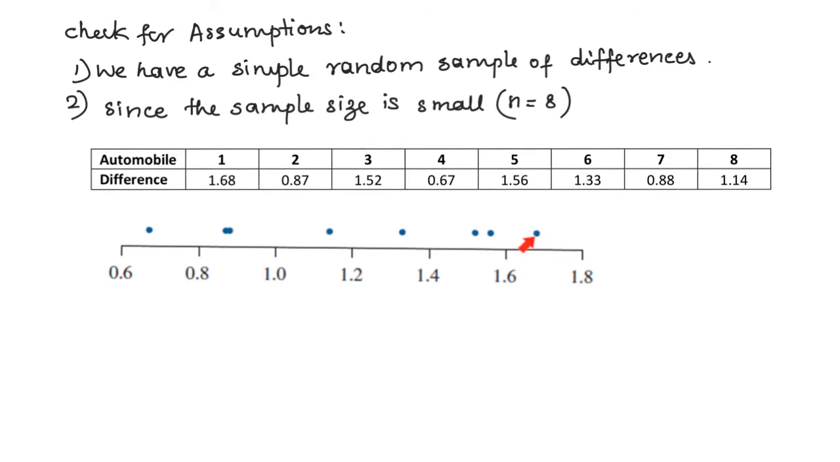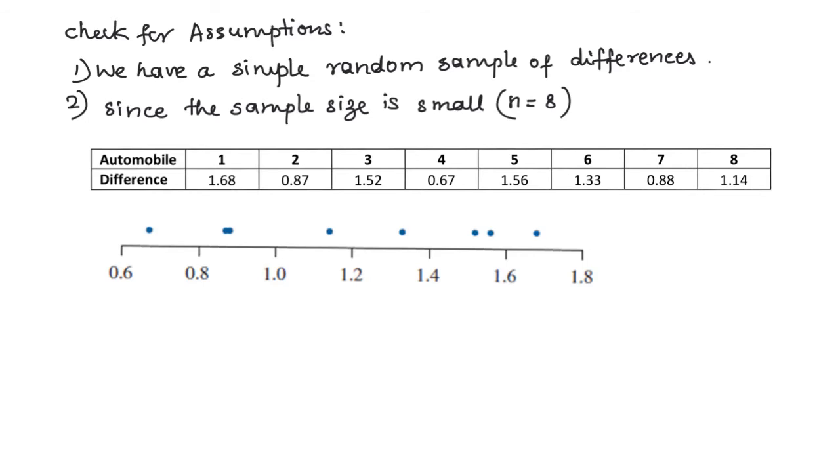1.68 will be somewhere here. So approximately I am marking. And 0.87, that will be here. And 1.52, so 1.4 is here, 1.6 is here. So 1.52 will be in between these two. So that is 1.52. Like that, plot all these points. And from the dot plot, you can see that there is no strong skewness and there are no outliers.